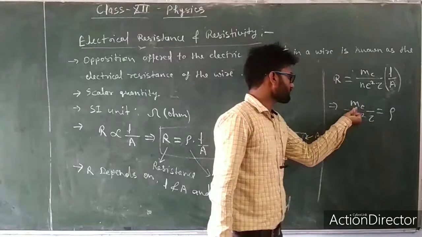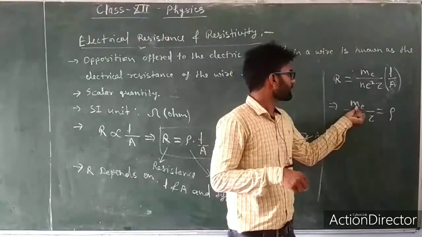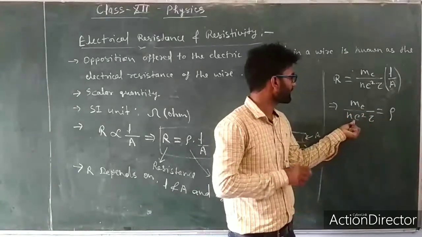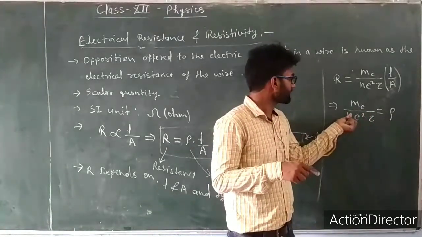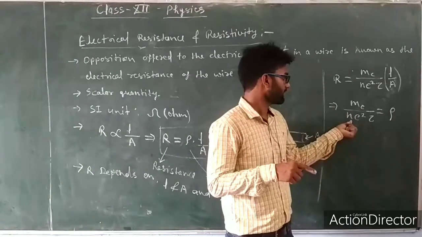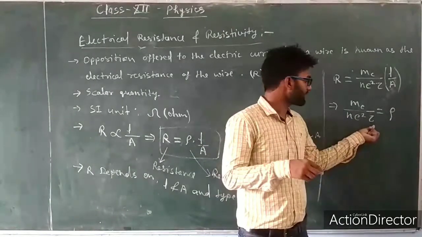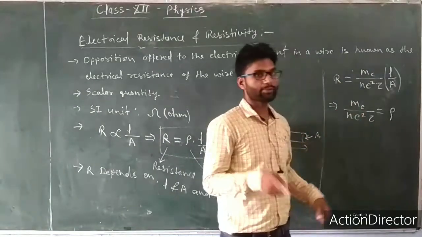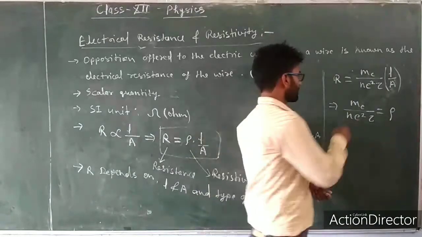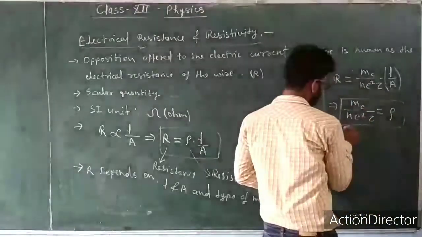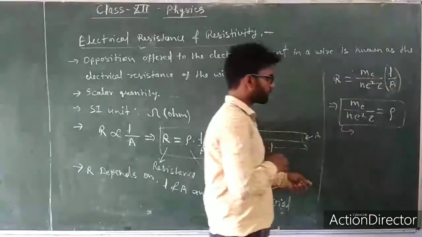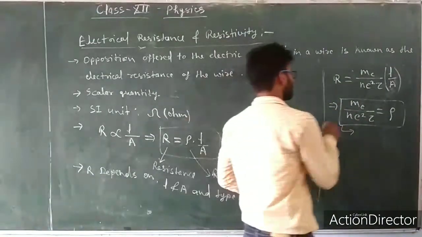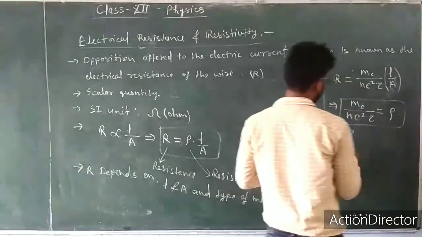Because for a particular material, the mass of electron is fixed for each and every material, but for a particular material there will be a certain number of electrons, right? And for that material there will be a certain relaxation time, right? So these all properties depend only on the type of material. That's why this resistivity depends on the type of material, that is the property of material, right? For a fixed material this resistivity is fixed.